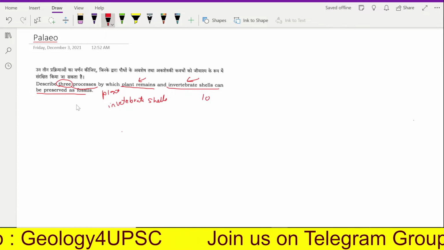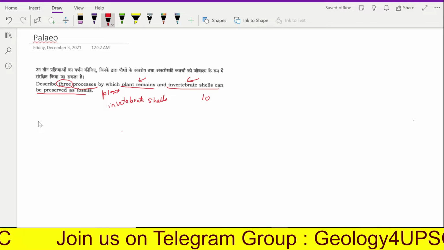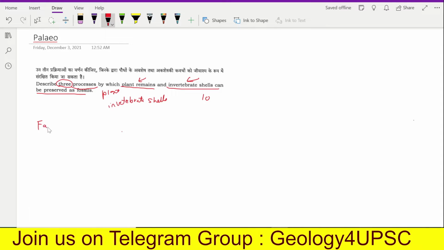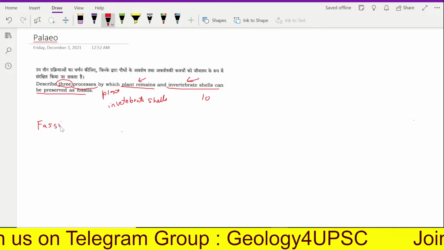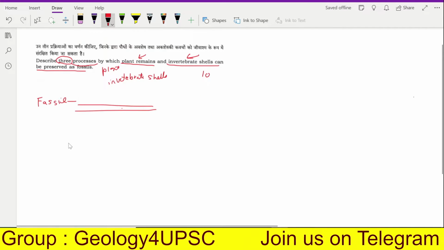Okay, so let's begin. If you want, you can write one line about fossils, like what is a fossil. If you want, you can ignore it, no issues about that. So, directly coming to the three points.